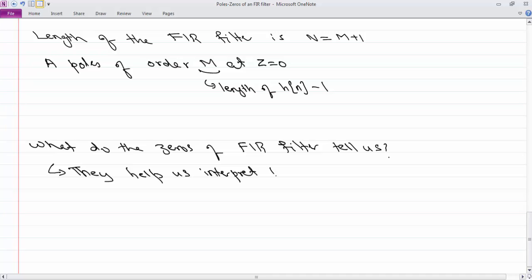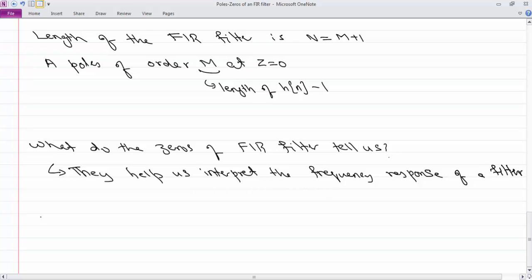interpret the frequency response of a filter. And whether you're talking about actually an FIR filter or an IIR filter, the effect of zeros is exactly the same. But since right now we started talking about FIR, I'll focus on that part. But remember that even when a zero appears in an IIR filter, it will have exactly the same effect.